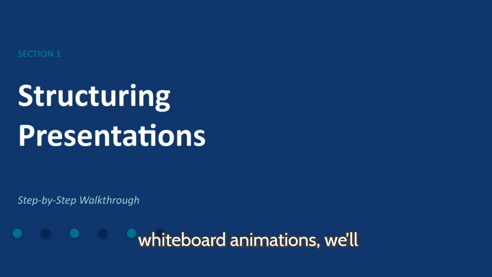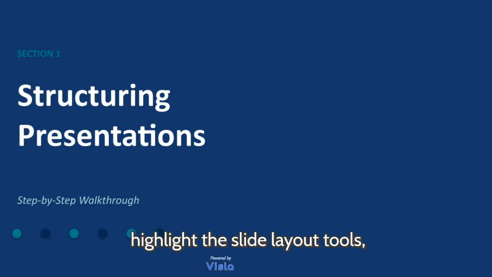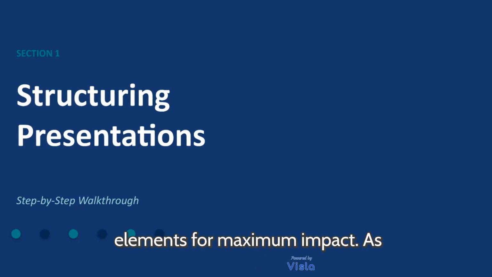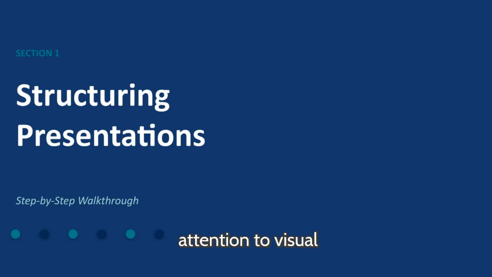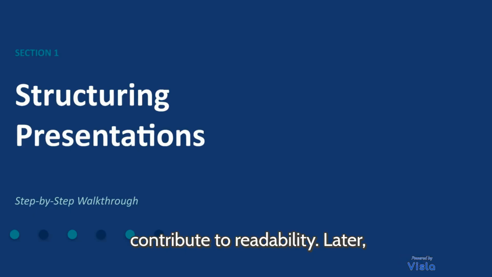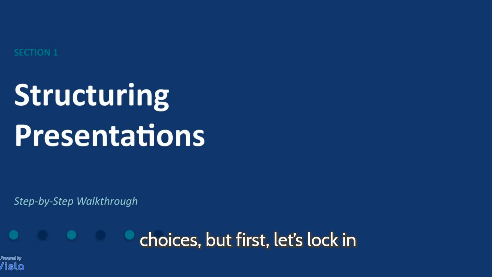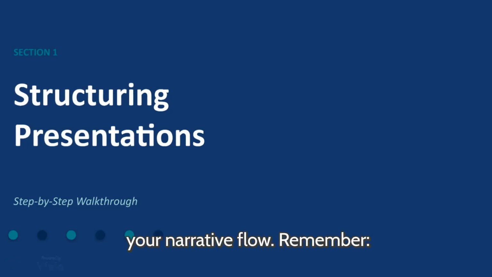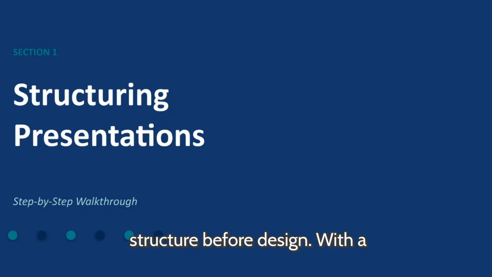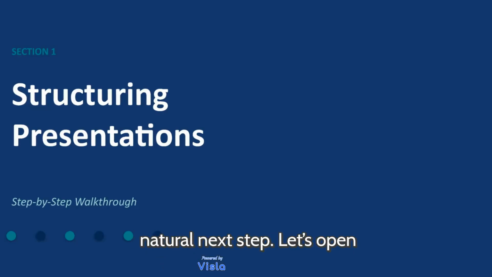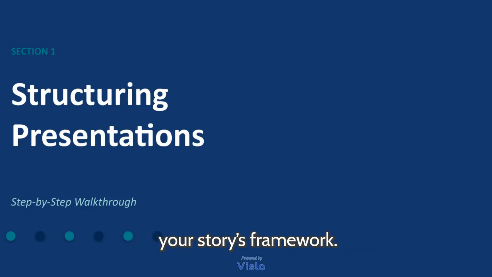Using hand-drawn whiteboard animations, we'll highlight the slide layout tools, guide you through adding text boxes, and show how to arrange elements for maximum impact. As we build sample slides, pay attention to visual hierarchy. Heading size, bullet indentation, and spacing all contribute to readability. Later, we'll layer in design principles like color contrast and font choices. But first, let's lock in your narrative flow. Remember, structure before design. With a well-organized outline, adding visuals and styling becomes a natural next step. Let's open Google Slides and begin crafting your story's framework.